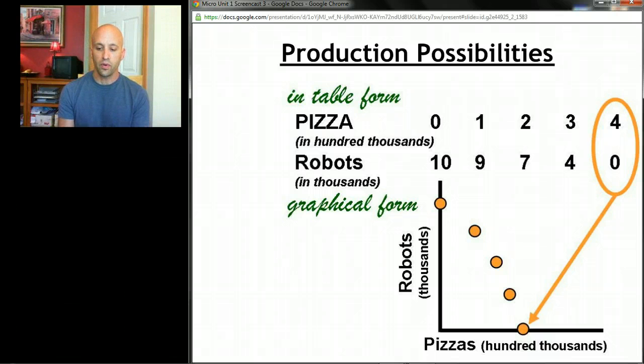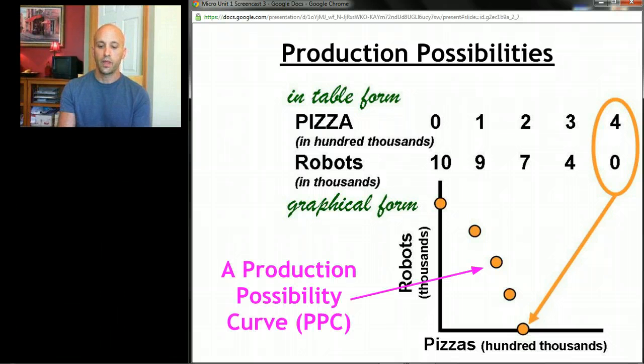Now, if you look at those points, you'll start to notice that it's starting to look like a curve. And in fact, we call those points a production possibility curve. Each of those points is a different alternative combination of pizza and robots that we can have in our country with fixed resources, fixed technology, and a fixed amount of time.